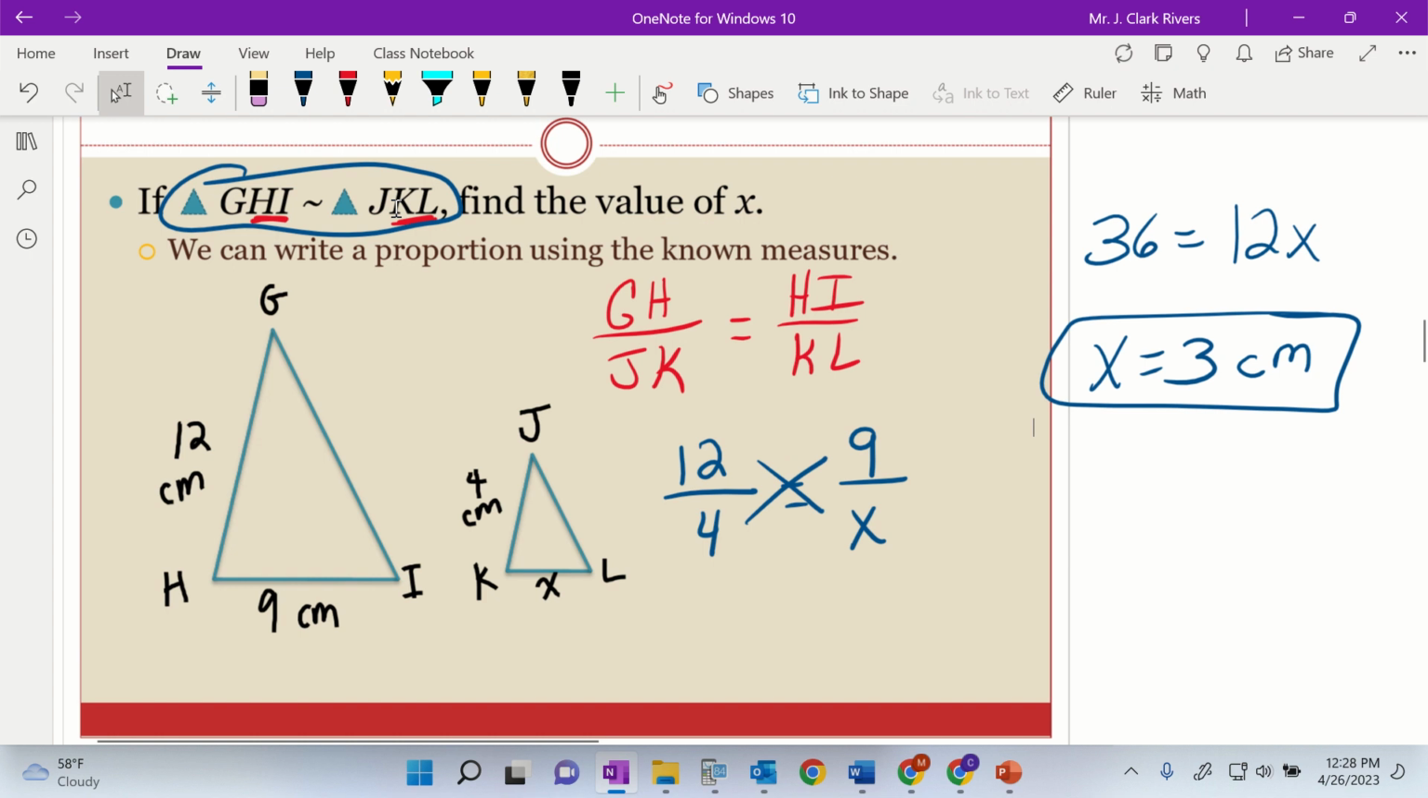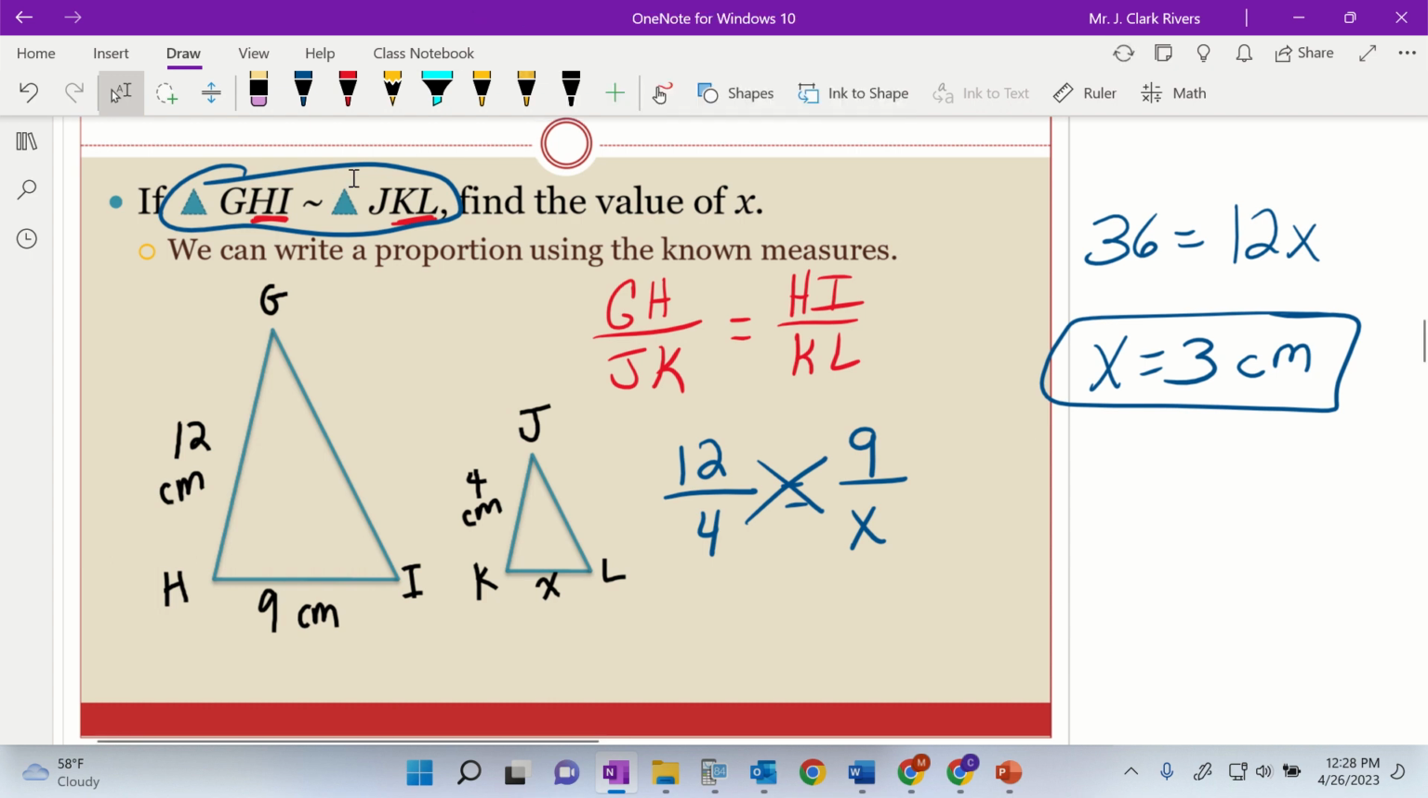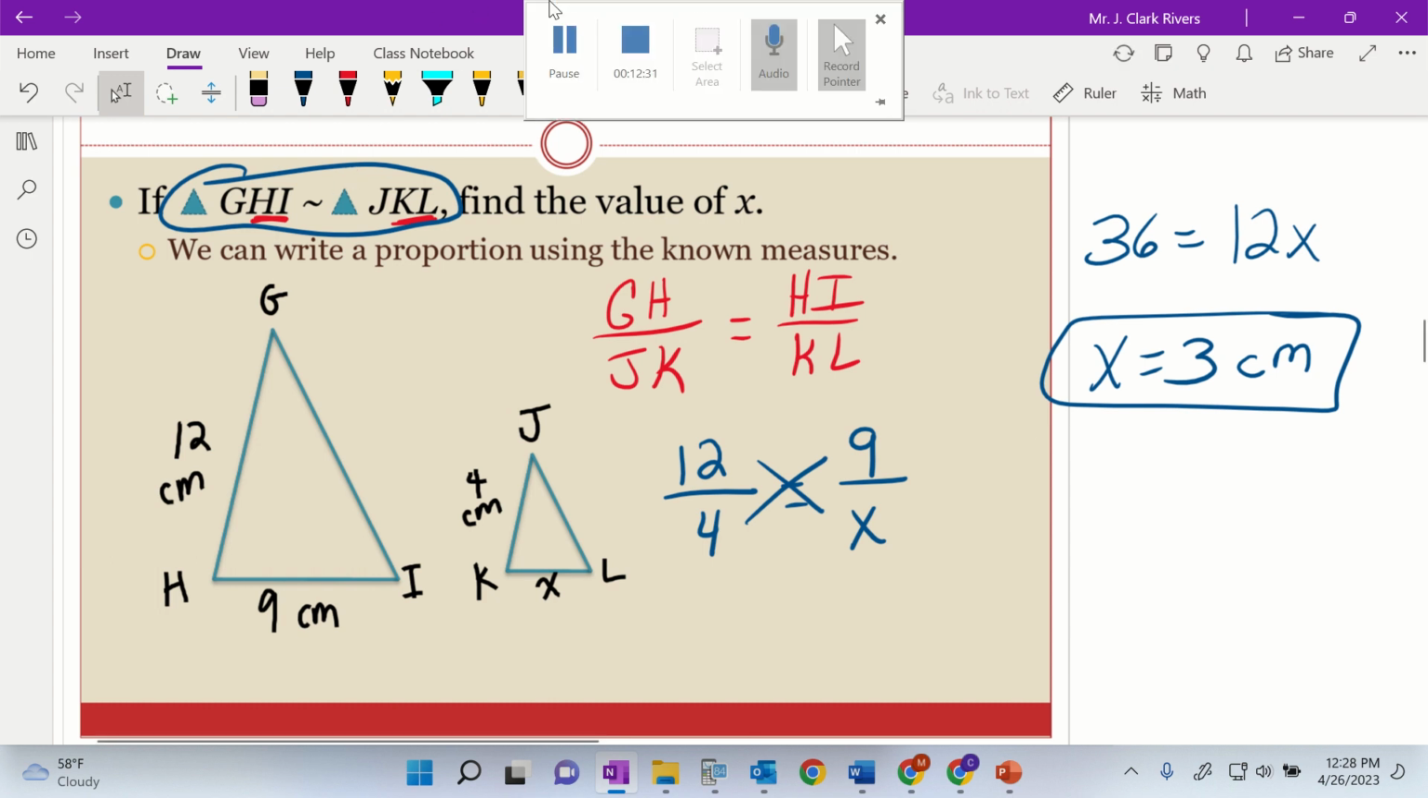So this problem on purpose was a lot easier than many of the problems, but these two figures are going to get rotated, they're going to get flipped, they're going to get reflected. A lot of things are going to happen where it's not going to be so clear what corresponds to what, and you are going to need to use the similarity statement.